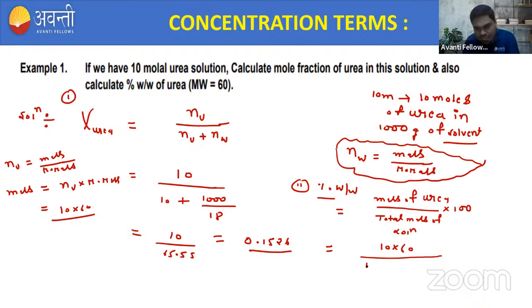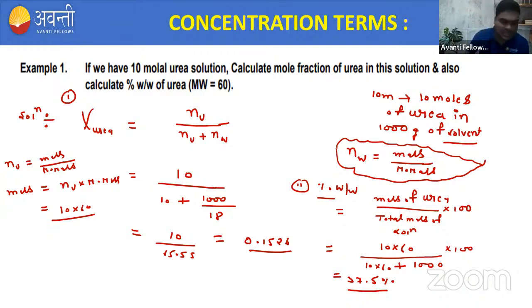So we know that the mass of urea is 10 into 60. And what is the mass of the solvent? That is nothing but 1000. Just on solving, that is 10 into 60, that is 600, divided by 600 plus 1000, that is 1600, into 100. On solving, what you'll get is 37.5%. So this is how you get the percentage weight by weight.